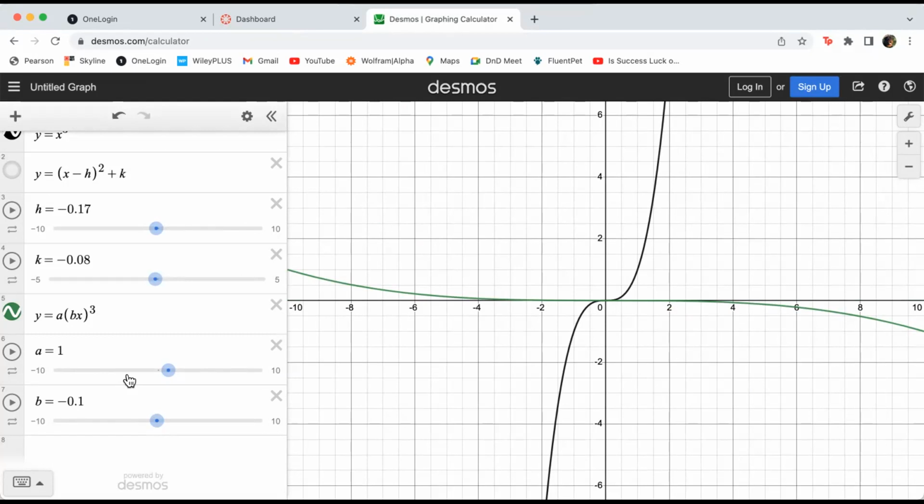Any questions? Nah, it's just a cubic. If there is a name for it, I don't know what it is.